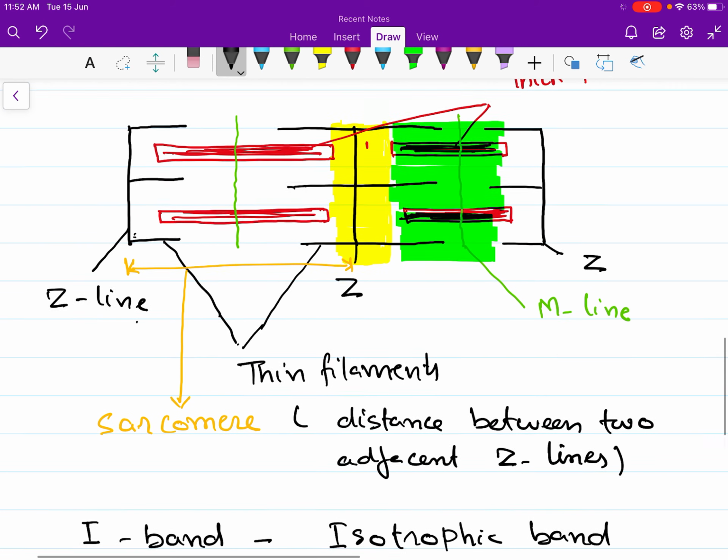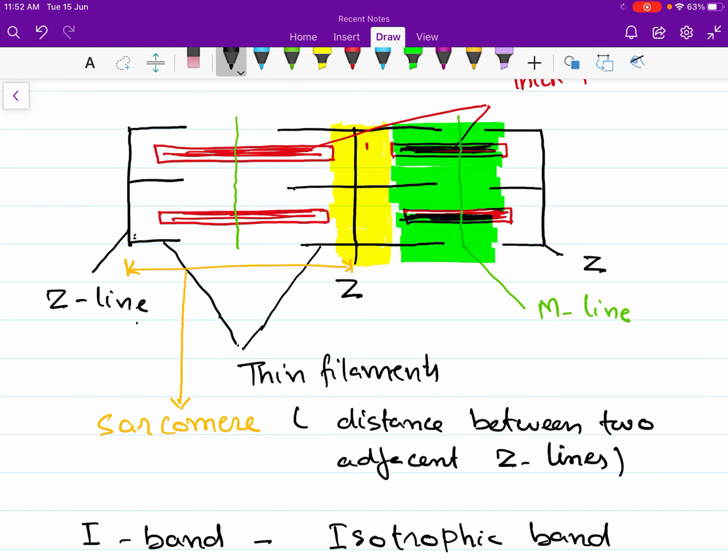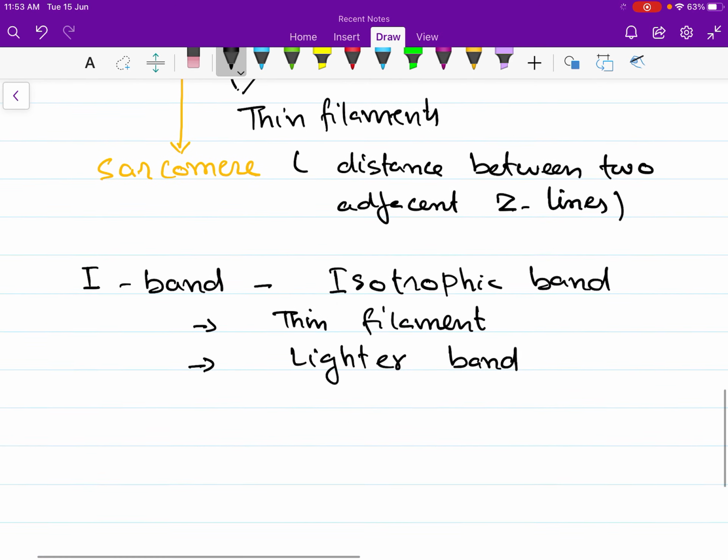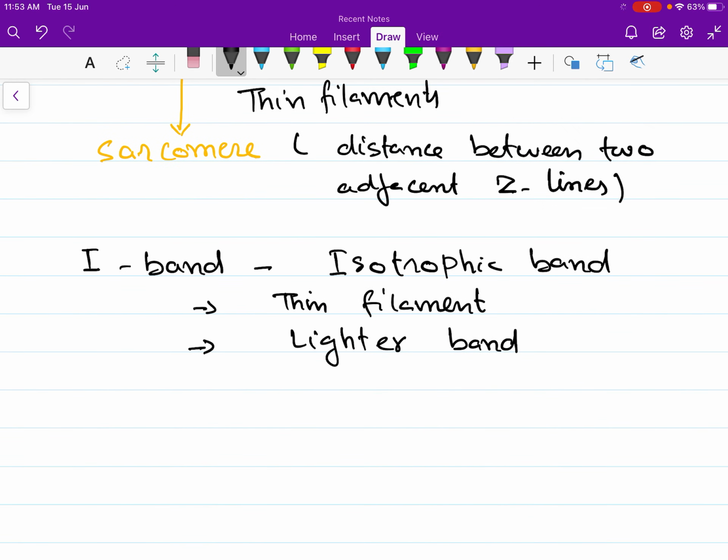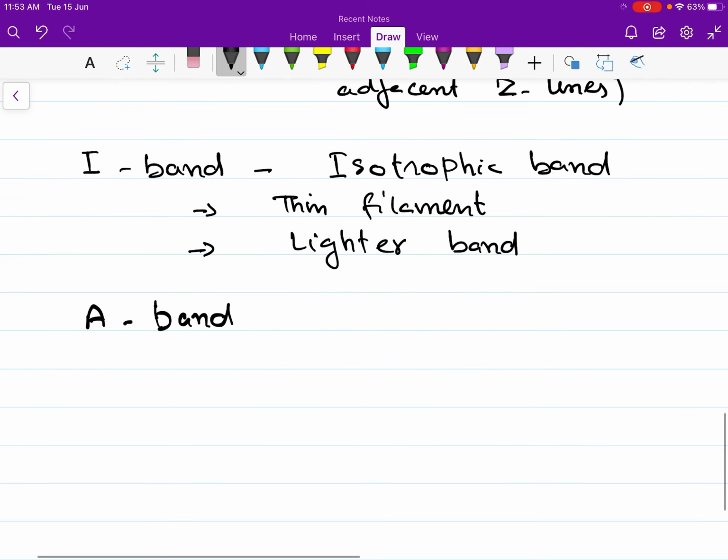Alternately, the other band is formed of both thin filaments as well as thick filaments, because both types of filaments are present in this type of band. Therefore it is called the A band. A stands for anisotropic band. So another band found in the myofibril is the A band.